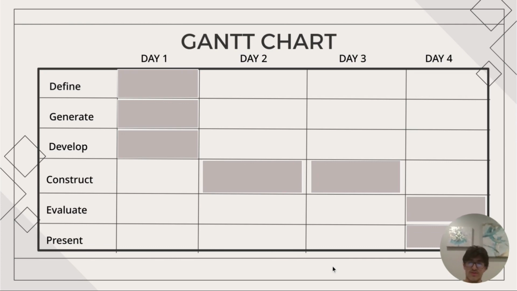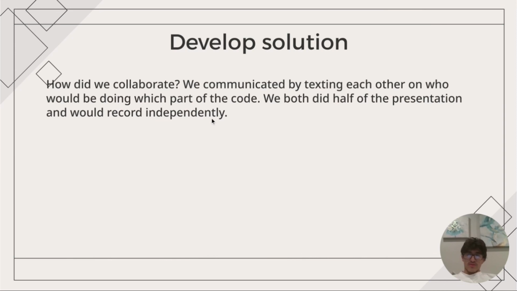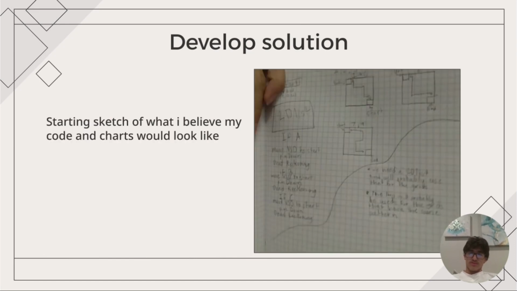Develop solution. Here's our Gantt chart. So first 3 steps, we did day 1. Construct, we did 2 and 3, and evaluate and present day 4. Develop solution. How did we collaborate? We communicated by text on who would do which part of the code. We both did half of the presentation and would record independently.